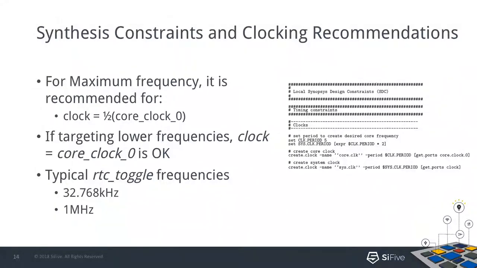Also, I have some guidance here for RTC toggle frequencies. The signal name has RTC or real-time clock in it, so it's quite common to have this clock set to a 32.768 kilohertz clock. However, it's perfectly fine to have this set to 1 megahertz or some other frequency if desired.